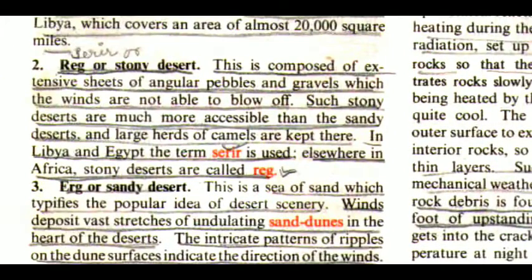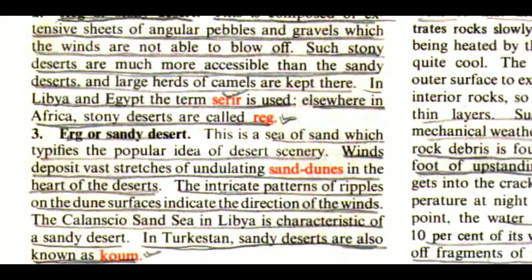The second one is Reg or Stony Desert. This is composed of extensive sheets of angular pebbles and gravels, which the winds are not able to blow off. Such stony deserts are much more accessible than the sandy deserts, and large herds of camels are kept there. In Libya and Egypt, the term serir is used. Elsewhere in Africa, stony deserts are called reg.